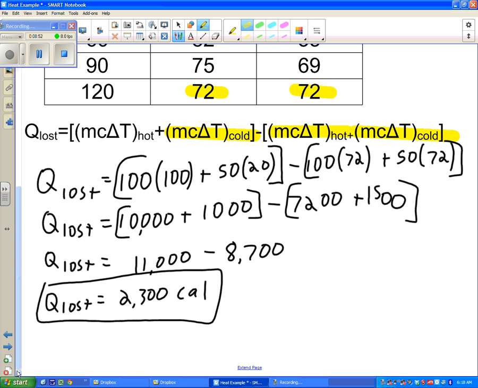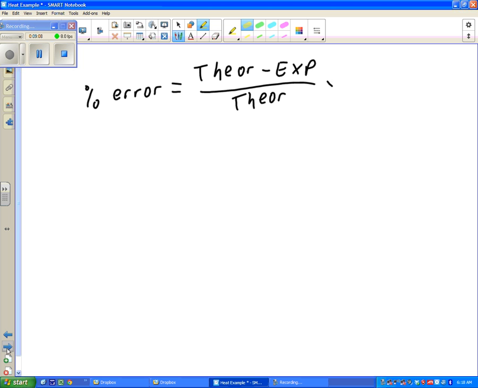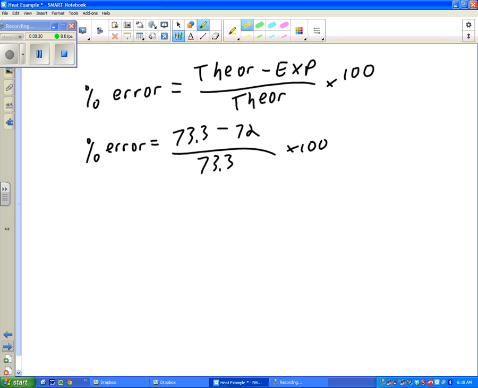All right, and the final thing we're going to do is find the percent error. And the percent error is equal to our theoretical minus our experiment, divided by our theoretical, times 100. So our theoretical value, when we did the math, we said the temperature should have been 73.3. We're going to subtract the experimental. It actually was 72.